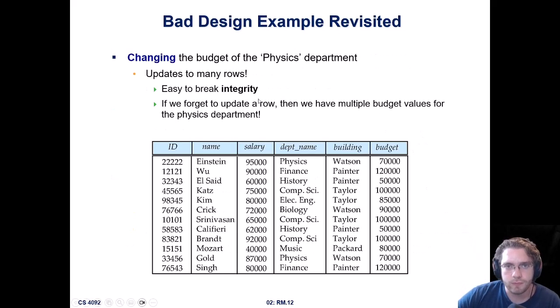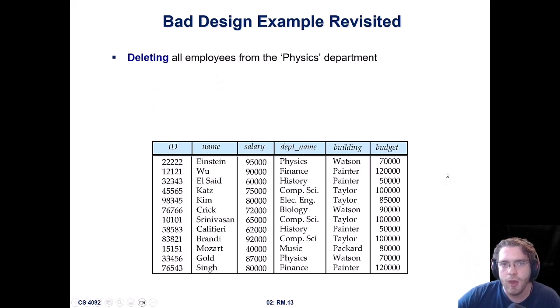This is what we saw earlier as well. But if we forget to update a row and we have multiple budget values for the physics department, this is where things can get very messy. Because you're assuming concurrent design, this is from the previous video too. If physics has 70K down here and 80K over here, because we decided to update the row without doing a row update everywhere, that will be an issue. We'll look at how to actually do that in SQL, but that might be useful later.